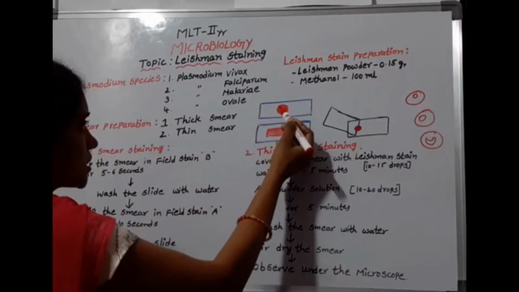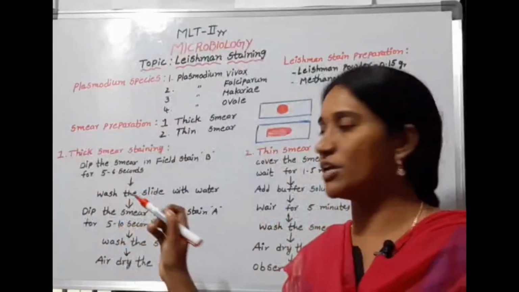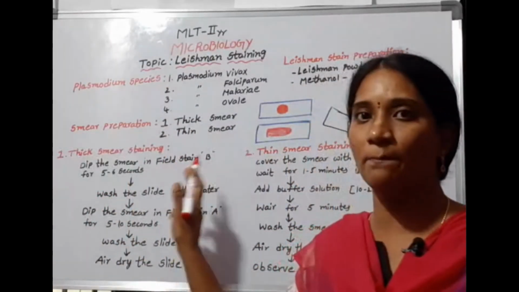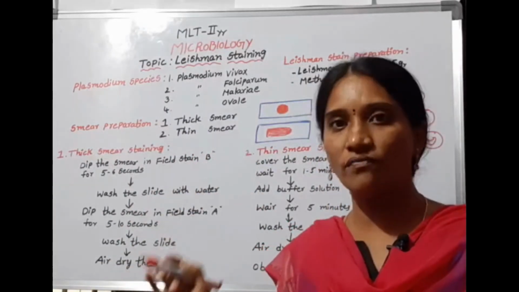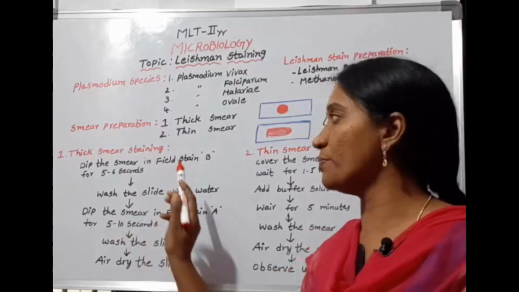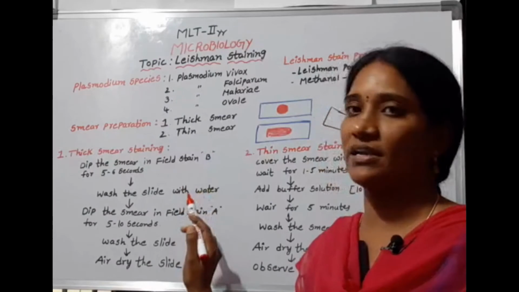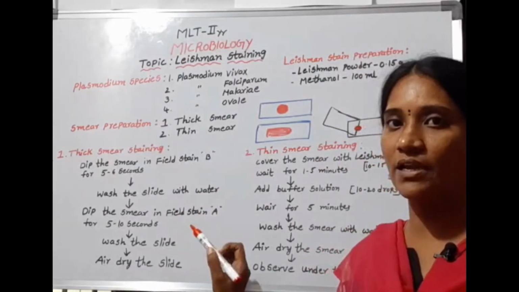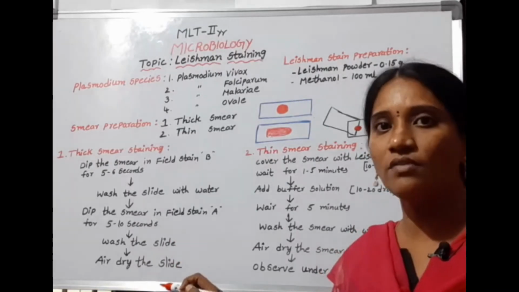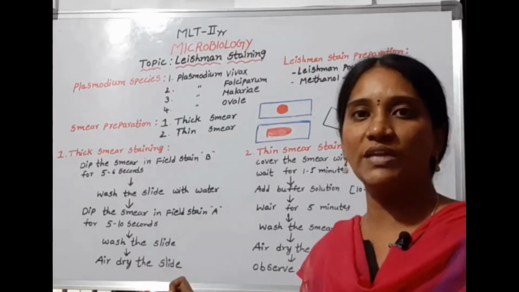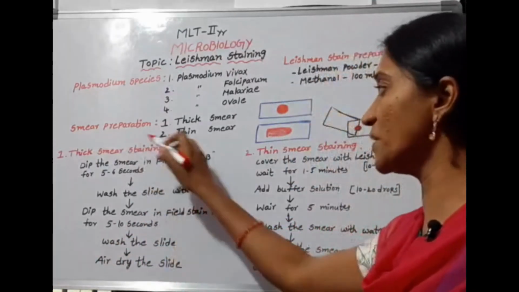For thick smear staining we use Field stain A and B. After smear preparation, it is allowed to dry. After drying, the slide is dipped in Field stain B and washed with water. Again the slide is dipped in stain A and washed with water. After washing, air dry the smear and observe under the microscope. This is thick smear staining.